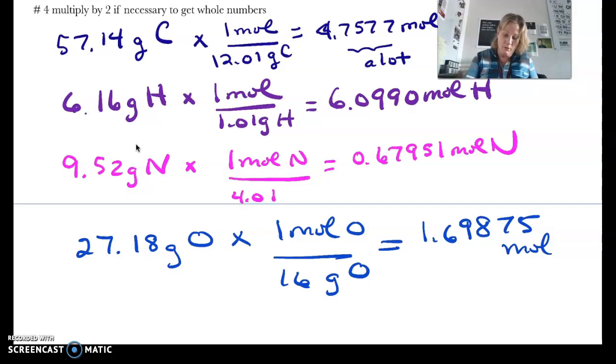So the next step that I do is I divide all of these by the smallest number of moles. My smallest number of moles here is this one. So I'm going to divide all of these by that number and try to get whole numbers out of these.